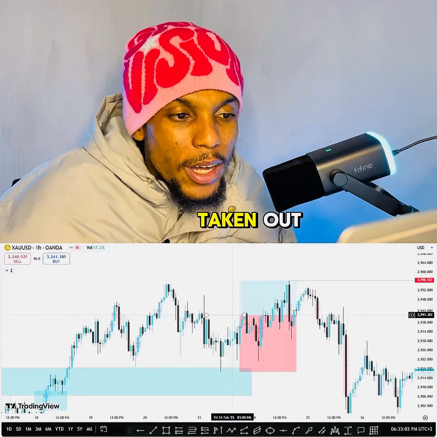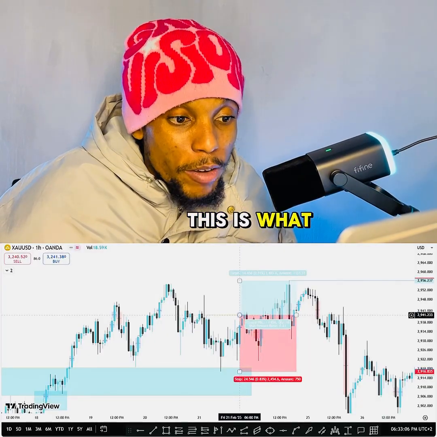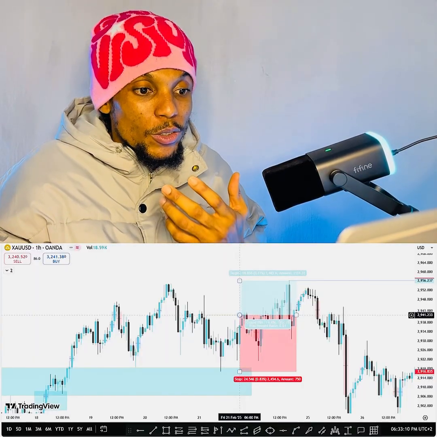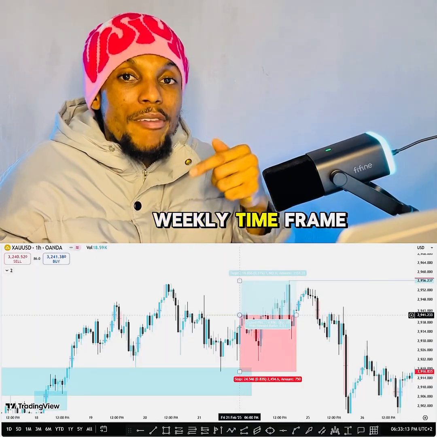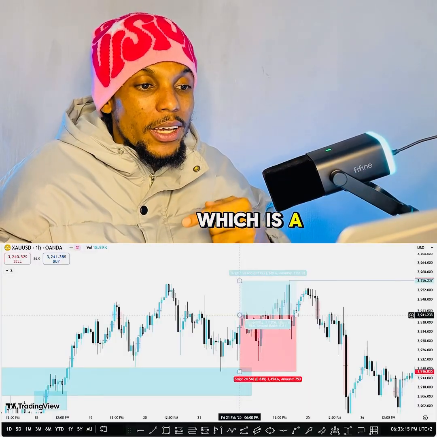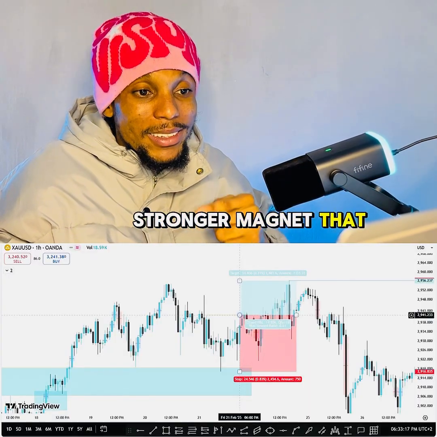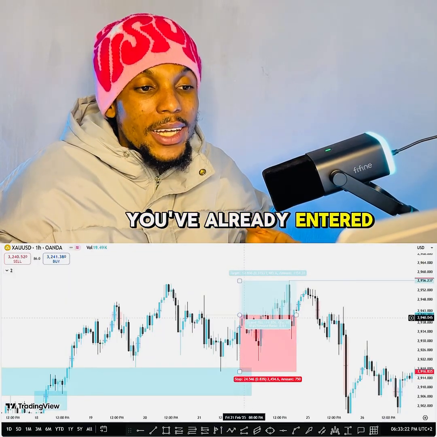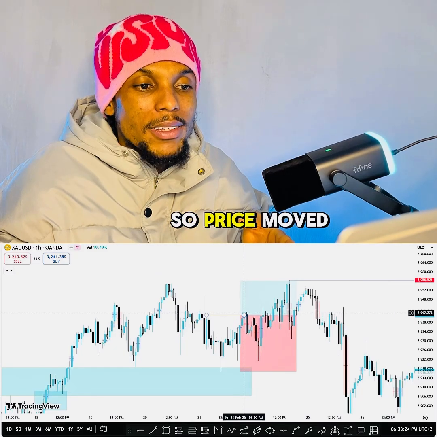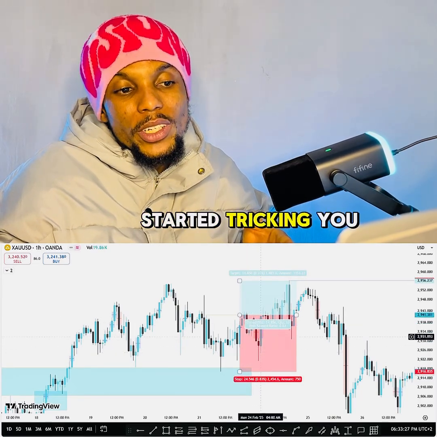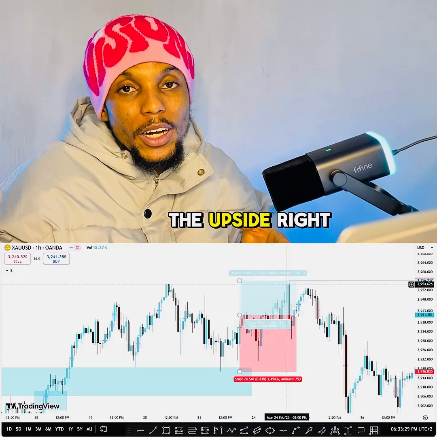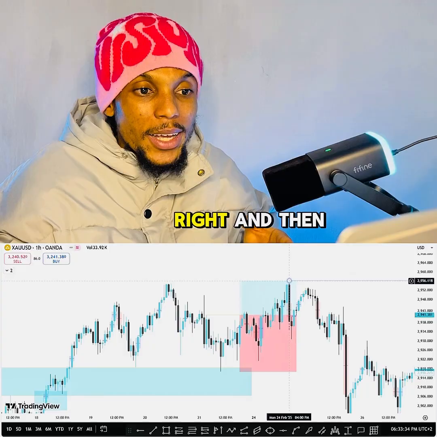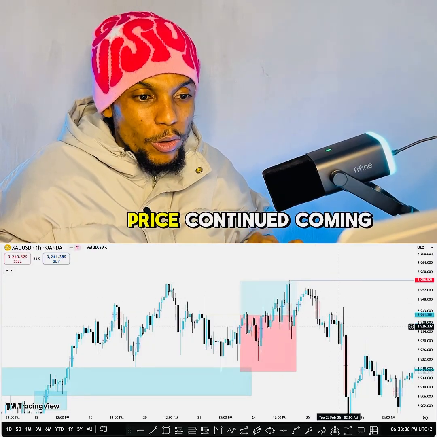So after it was taken out, the impatient trader would be like, wow, this is what I've been looking for. Let's go, let's go, let's go. Then because of impatience, you forgot that there is a weekly time frame fair value gap below, which is a stronger magnet that would take you out, right? Because of your impatience, you've already entered this trade from here. So price moves down and then it starts tricking you like it's going to move to the upside, right? And then it moves just a little bit up, right? And then what happened in the end? Price continued coming down.